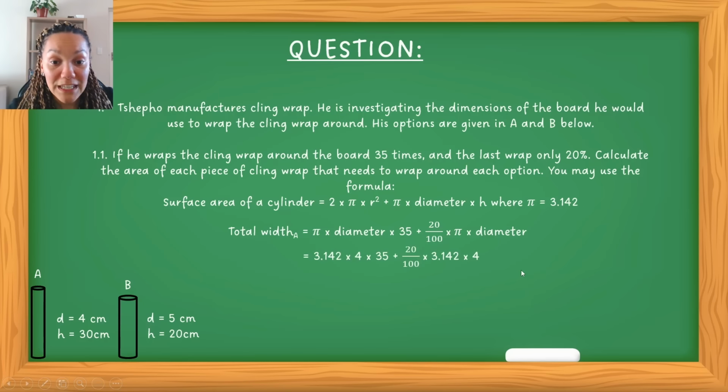So if I substitute all my values in correctly, I will then end up with 442.3936 centimeters. So what do you notice I've done wrong here? What's missing here? The squared. So this needs to be centimeters squared.